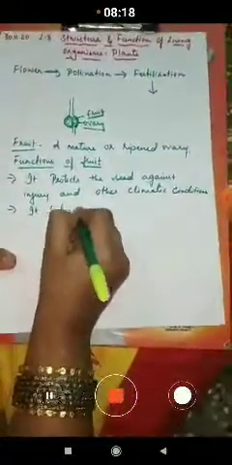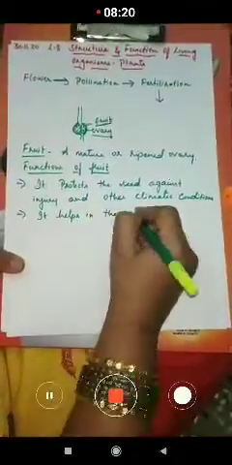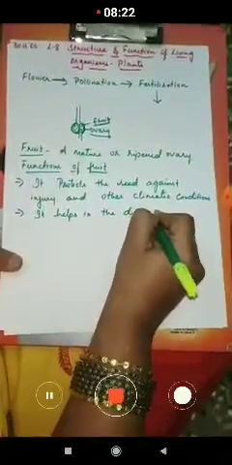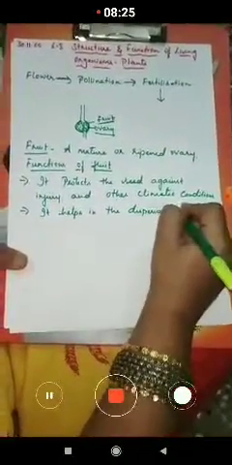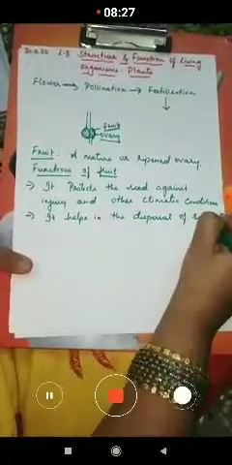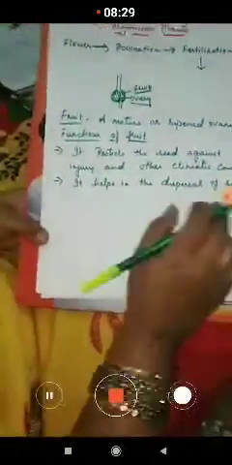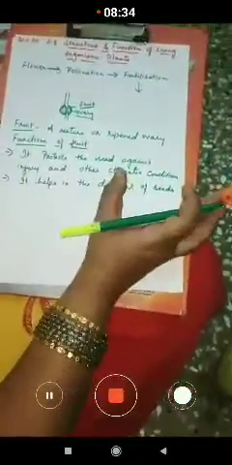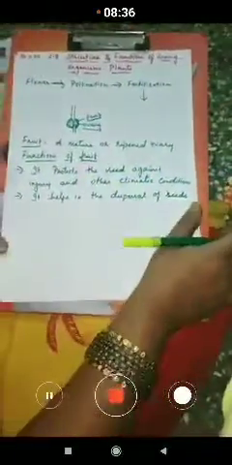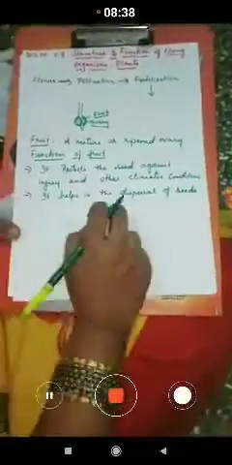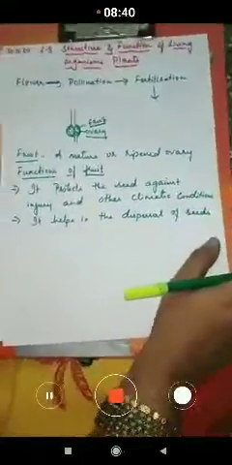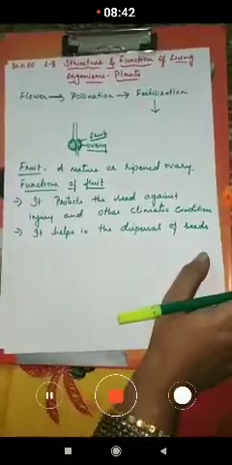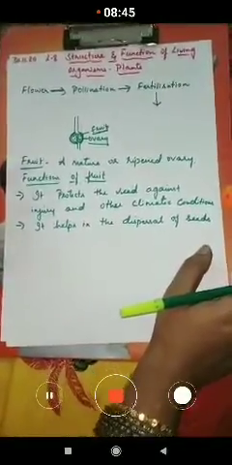The next function of the fruit is it helps in the dispersal of seeds. So the seeds are being dispersed in the environment. So with the help of the fruit, we can observe that the seeds are dispersed in the environment. So it helps in the dispersal of seeds. So in some fruits, what happens, the fruit dries and it splits open.